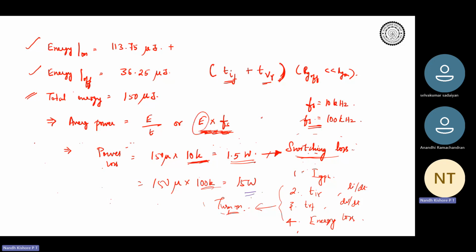For the same switching energy, which means the same turn-on and turn-off times, if your energy is the same and you make it a function of switching frequency, then as the switching frequency increases, directly you can tell that the switching loss increases. Do you understand, both of you?